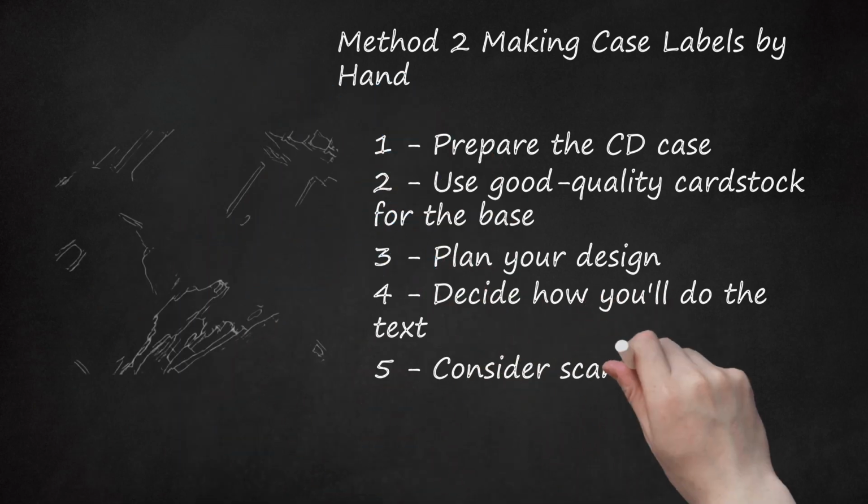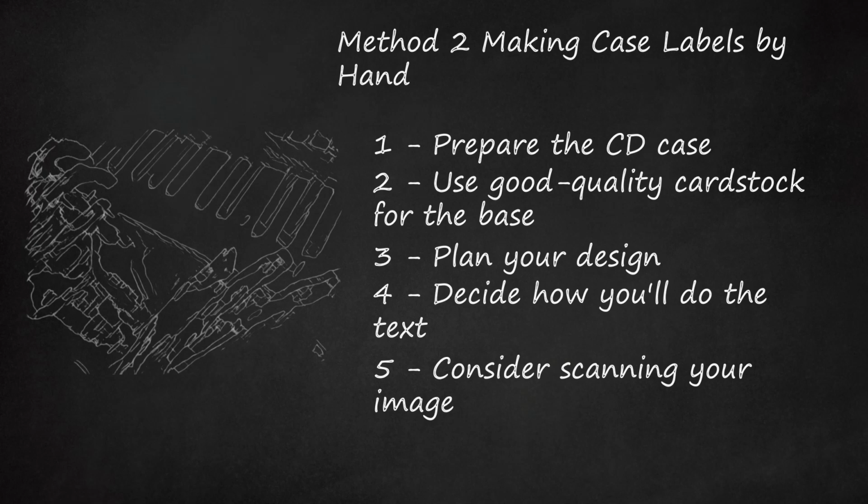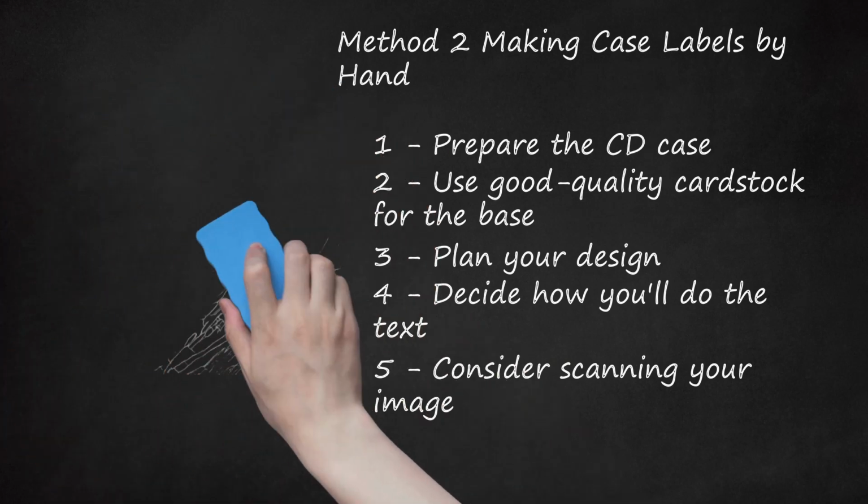5. Consider scanning your image. To mass-produce your hand-designed cover, you'll need to scan the image into the computer and follow the steps in the previous method. That will be much easier than drawing them out, one by one. Likewise, if you want to design a 3D image made up of collage and hand-drawn elements, it might be better to scan it and print out a 2D image to keep in the jewel case.